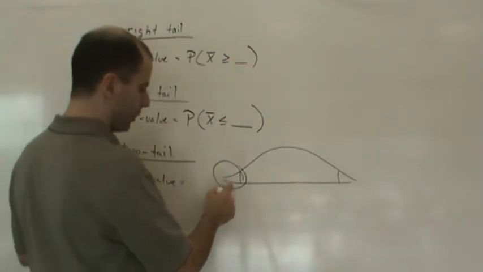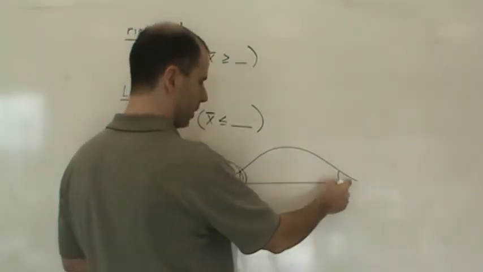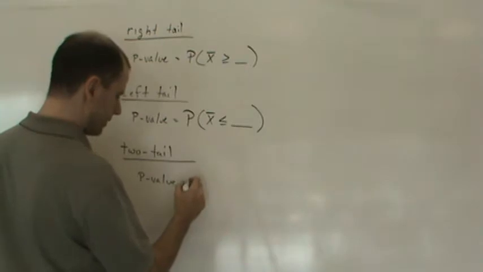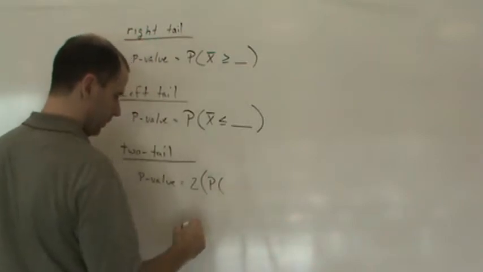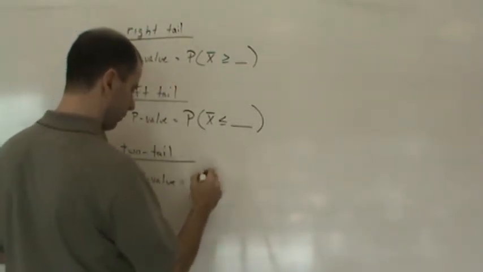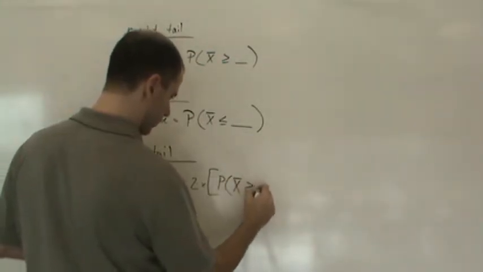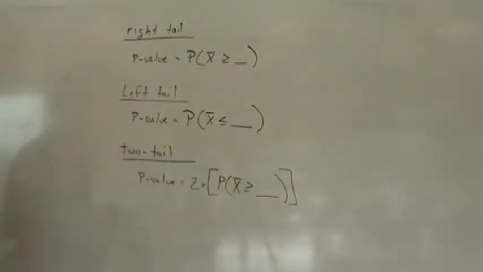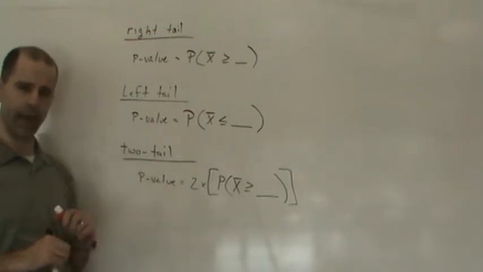So what you're going to do is take this probability and double it, because it's the same as this probability. So you're going to take this plus this, which is the same as taking 2 times the probability. So in other words, let me write it this way. Whatever your probability is that you end up figuring out, you have to double it. That's with the two-tailed test.